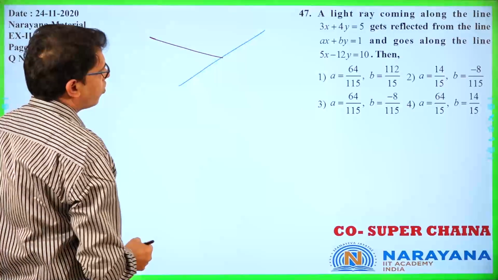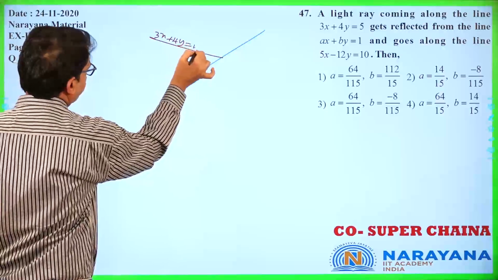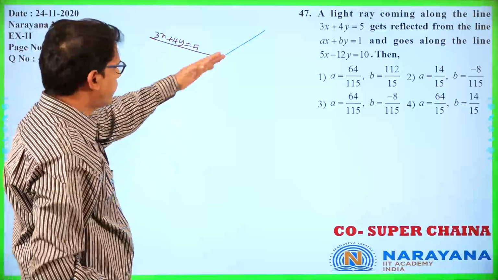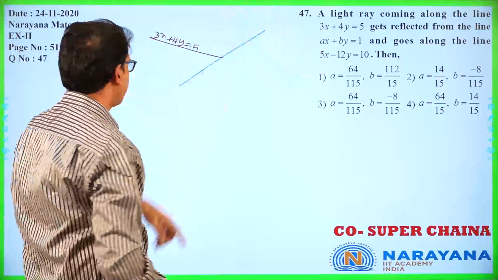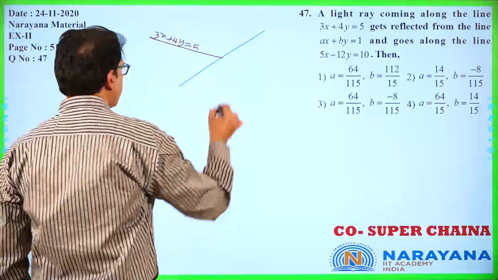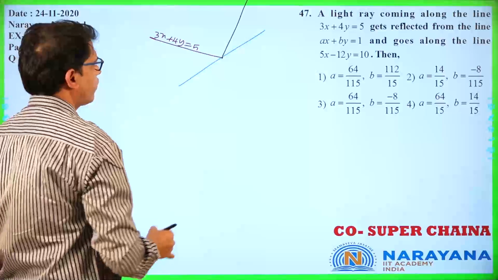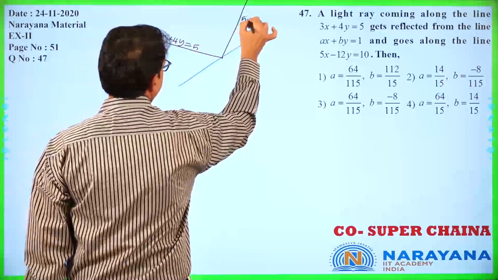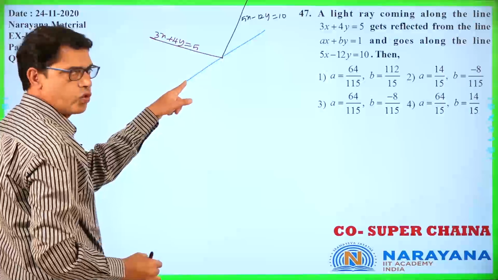So a ray of light coming along the line 3x plus 4y equals 5 and reflected. This one is a mirror: ax plus by equals 1 is a mirror, and it goes along the line. So this is the reflected one. The reflected line is 5x minus 12y equals 10. Then we have to find the equation of the blue line.